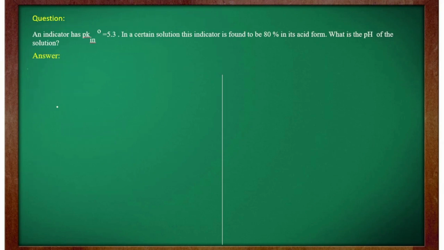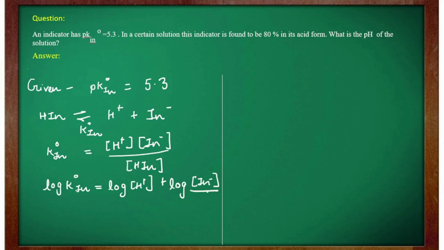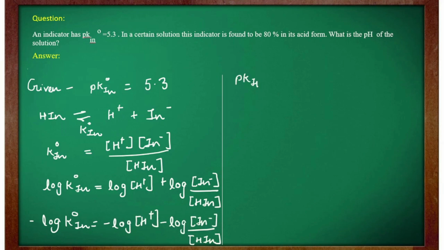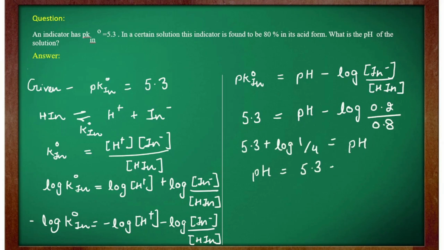In the above question, given is dissociation constant of indicator, pKin is equal to 5.3. Indicator may be written as HIn. Dissociation constant of indicator is equal to product of concentration of hydrogen and indicator ion divided by concentration of indicator at equilibrium. After taking log on both sides, we get the equation pKin equal to pH minus log of concentration of In minus divided by HIn. After putting the value pKin equal to 5.3 and concentration of indicator in dissociated form divided by acid form, pH value is equal to 4.7.